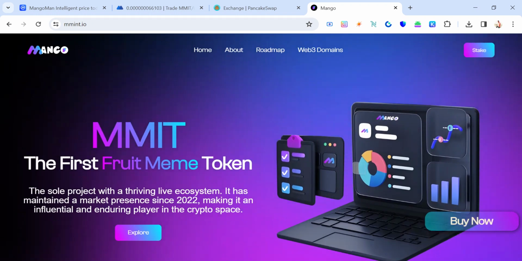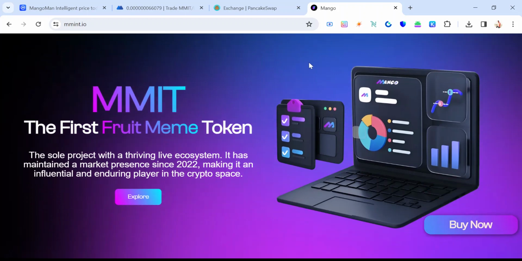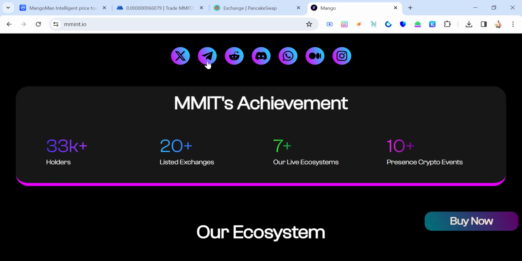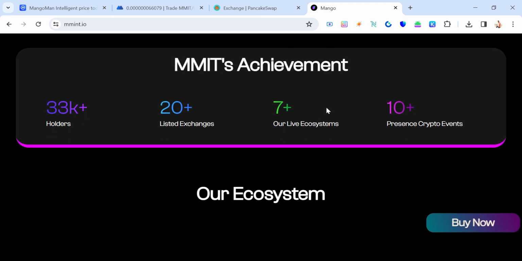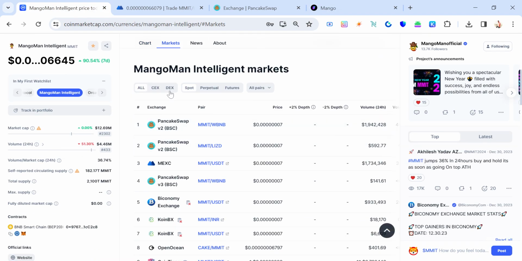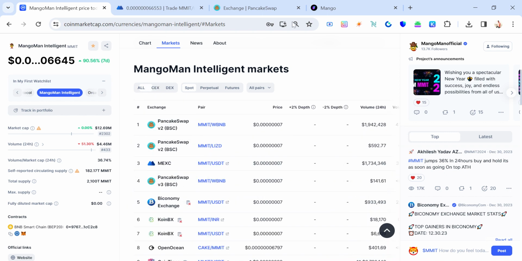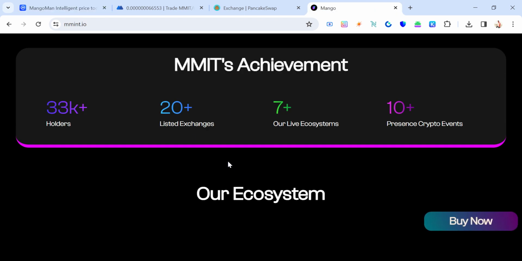basically this is the first fruit meme token, and they have something called a Web3 domain. So it's a meme coin with some utility, and they have Twitter, Telegram, Discord, and all these channels. Now they are talking about MMIT's achievements. So 33K plus holders, that's fine. 20 plus listed exchanges. I haven't seen 20 plus listed exchanges. Maximum I think it's listed on three or four. Let's see. Centralized exchanges only four. One, two, three, and four. I don't know why they have mentioned 20 plus exchanges.